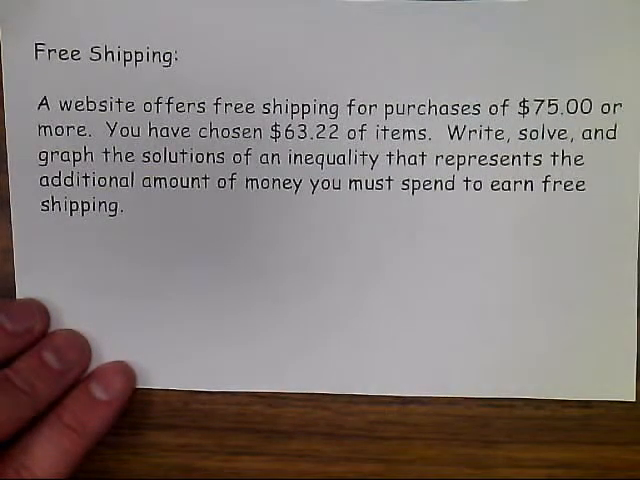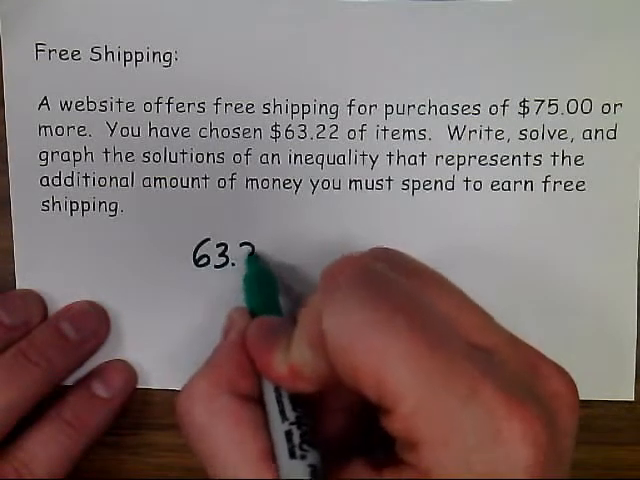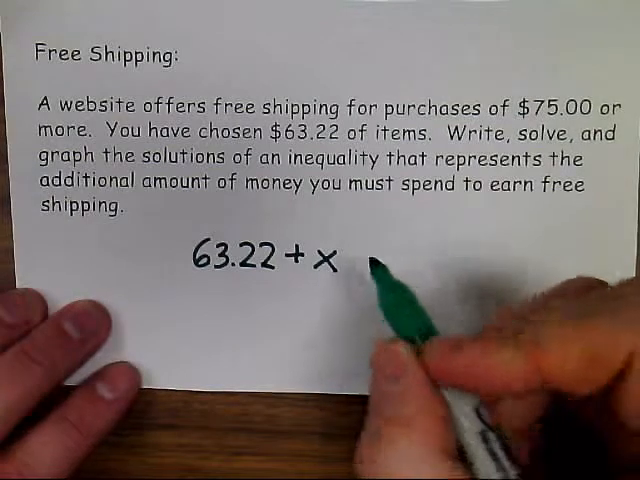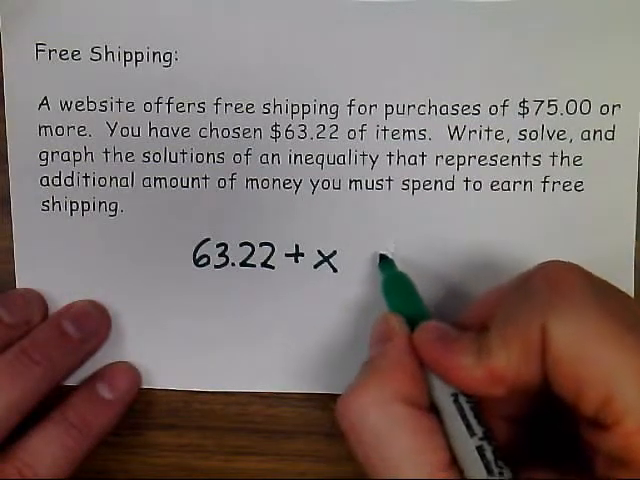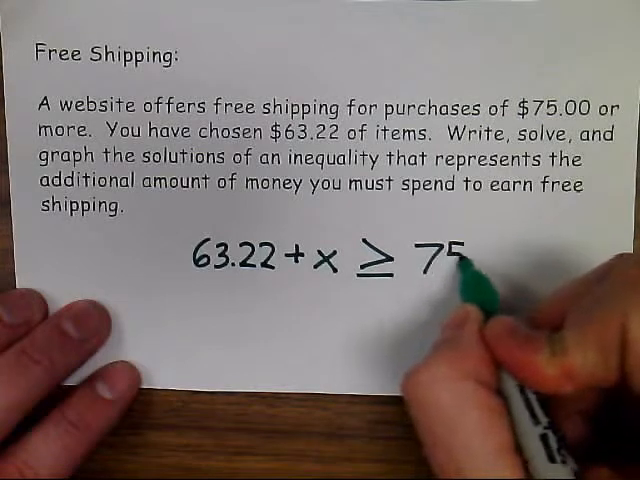So this is pretty typical. A lot of companies will require you to spend a certain amount of money in order to earn free shipping, and it would be sensible, if you're so close, to spend a little bit more money so you can get the free shipping. So our inequality would look like this. You'd have $63.22 that you've already spent, plus you'd need to spend some more. And that would need to be either equal to or greater than $75.